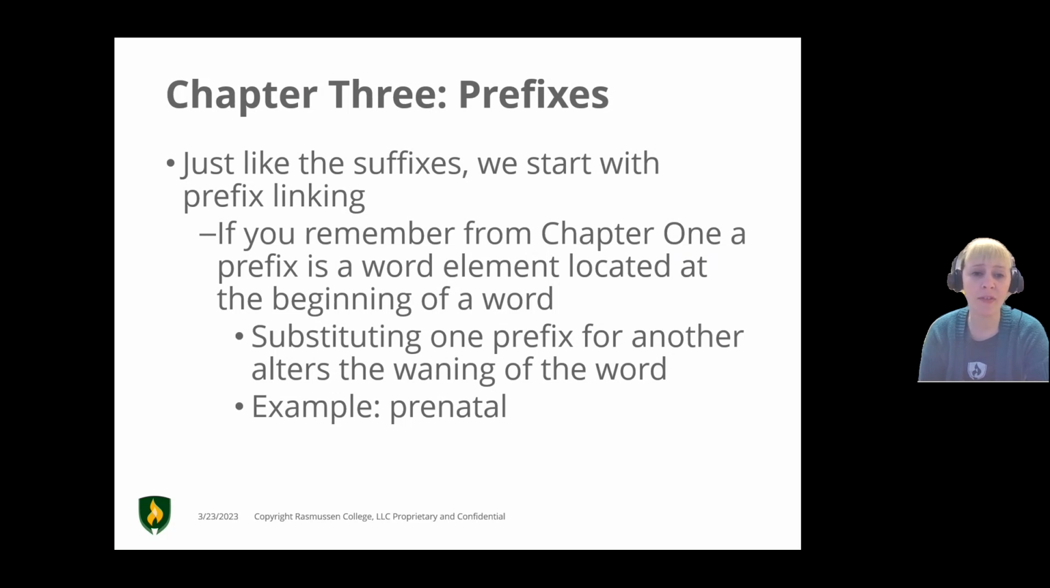Our example here, we have the term prenatal. Prenatal actually has a word root, a suffix, and a prefix. The prefix here is P-R-E, which means before. Nat, N-A-T, means birth. That is our word root. And the suffix al means pertaining to. So the term prenatal means pertaining to the period before birth.